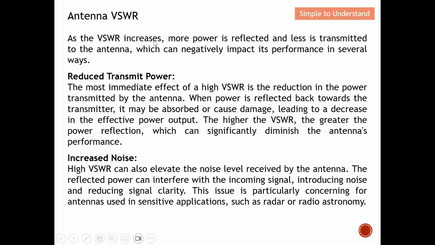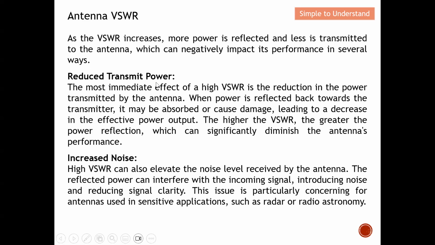As the VSWR increases, more power is reflected. The higher the VSWR, the more power will be reflected and the less will be transmitted to the antenna, which can negatively impact its performance in several ways. Firstly, if we have a big VSWR, a lot of power will be reflected back, and this reduces the transmission power. The more is reflected back, the less will be transmitted out from the antenna. So with this kind of high VSWR, we have a tendency to have a reduced transmission power.